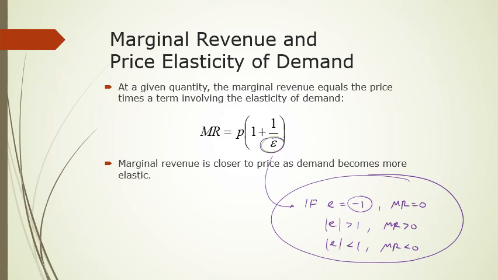All right, so this gives us kind of that nice link between elasticity and revenue that we were talking about earlier. So marginal revenue is closer to price as demand becomes more elastic. Okay, as demand becomes more elastic, E becomes more negative, and that last term in the parentheses becomes very small, and then you have marginal revenue becoming closer to price.